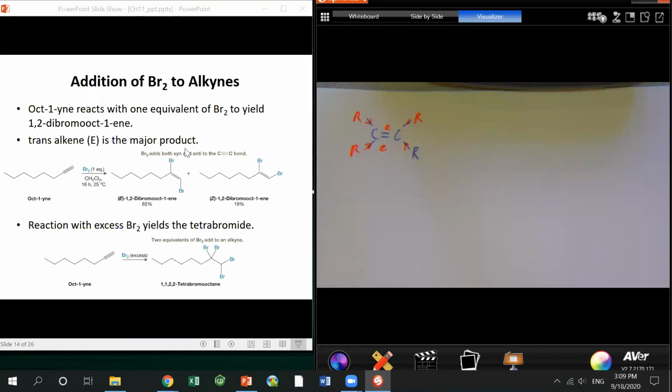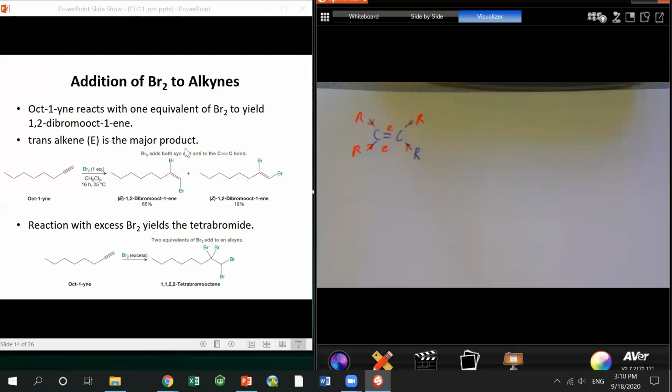Resonance stabilization makes the rate slower. Here there is no resonance. At the end of this chapter we'll learn one called conjugated addition, which involves some resonance. So far, no resonance.